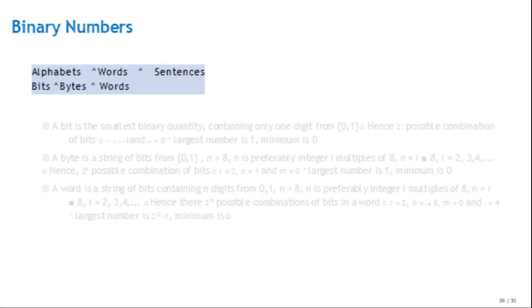A byte is a string of bits from 0, 1, with n greater than or equal to 8. N is preferably integer multiples of 8. N equals 8, i equals 2, 3, 4. Hence, 2^n possible combinations of bits, r equals 2, n equals 1 and m equals 0. The largest number is 1, minimum is 0.